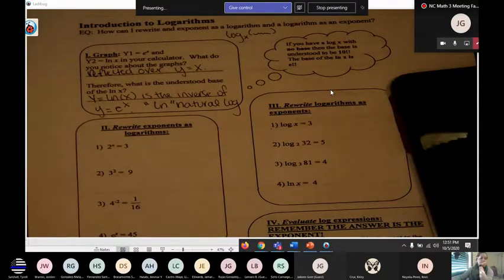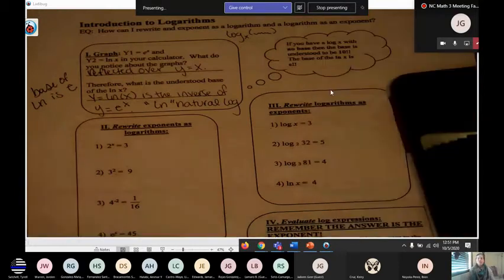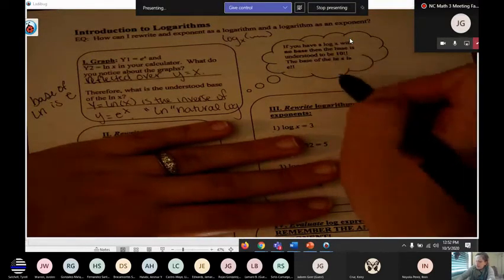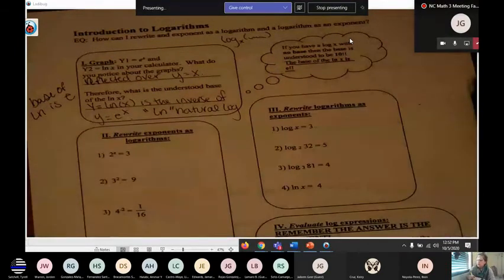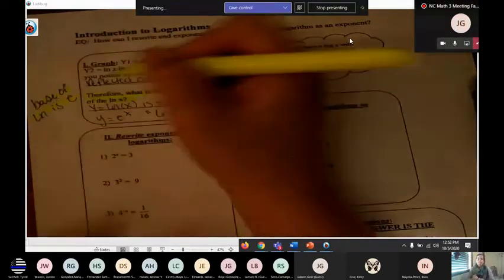Okay, so this means that the base of the natural log is e. Functions that have the same base as an exponential function are going to be inverses of each other, okay? If you see log written with no base, it is understood to be 10, and the base of the natural log is e. So that is the answer to this question here.